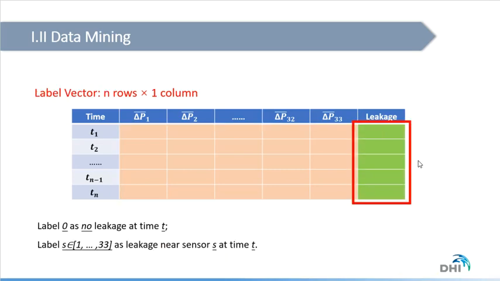The label vector has n values. Each time step has a label referring to leakage or not. So we label 0 as no leakage at time t, or we label a number s as leakage near sensor s at time t.